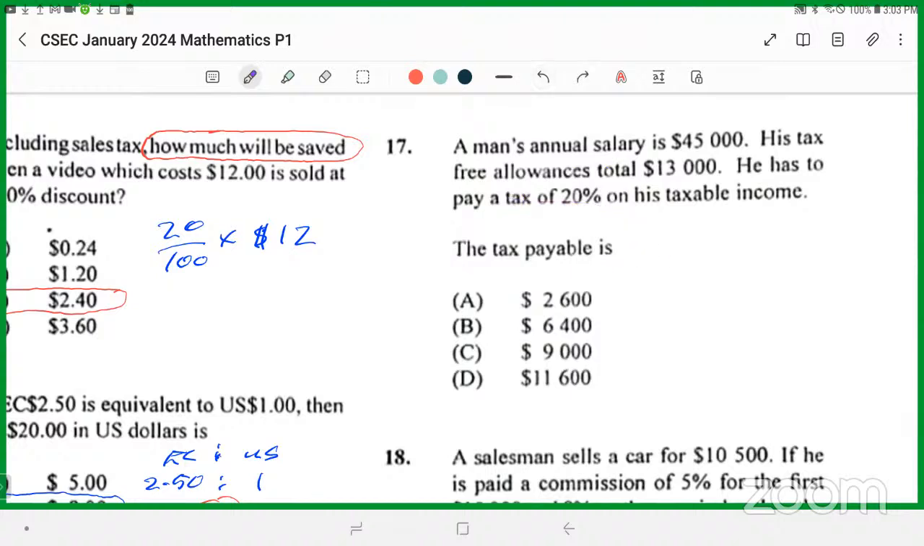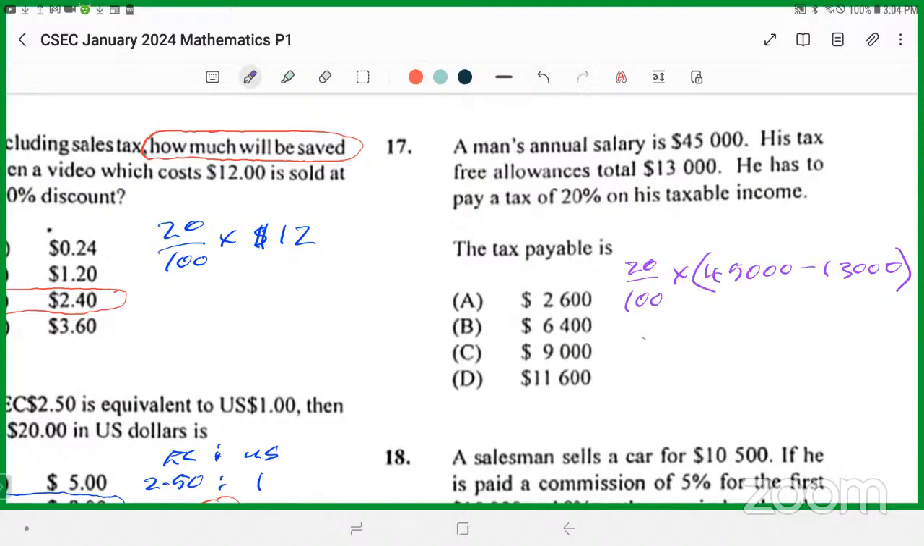The tax is 20% of the taxable income. The taxable income is 45 minus 13. So the calculation is 20 over 100, times the taxable income, which is 45,000 minus 13,000. That's the calculation. So it's 20%, or we can call it 2 over 10 now, because this cancels. I'm going to leave the 10 for the time being.